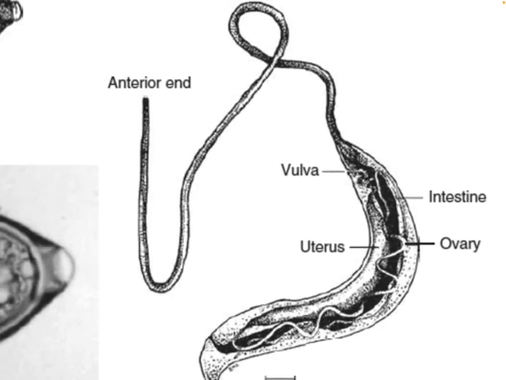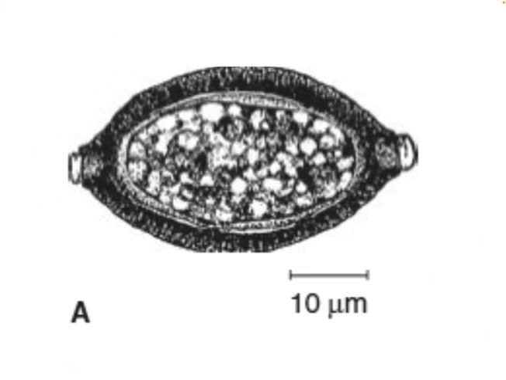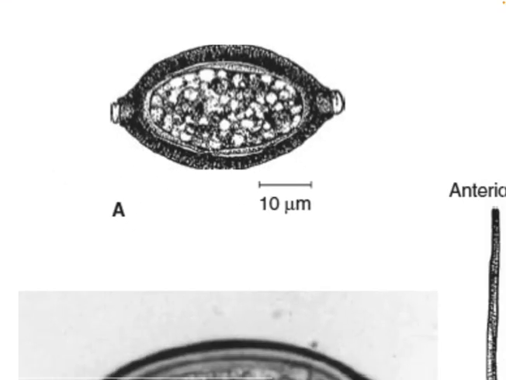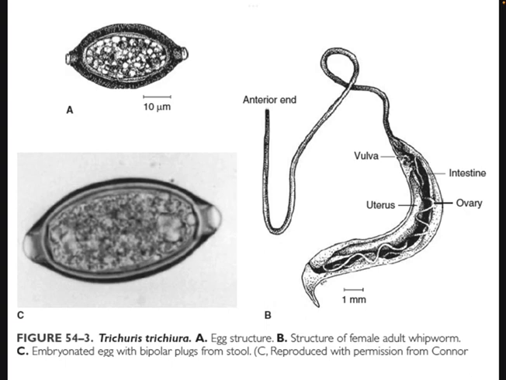The egg is quite characteristic. It has what are called bipolar plugs, like a knob on the two sides of the ovum. So, bipolar plugs. You can see it quite easily. If you see this egg and we ask you what's the morphology of which worm, you will say it is a Trichuris.